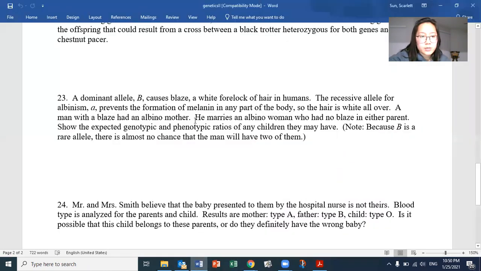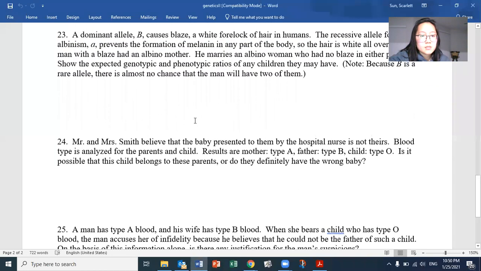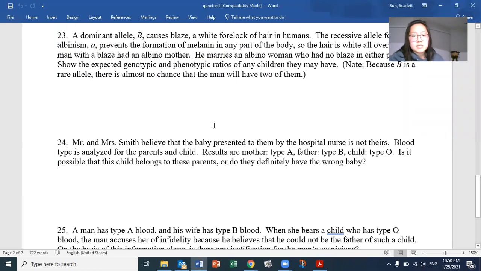And number 24. Mr. and Mrs. Smith believe that the baby presented to them by the hospital is not theirs. Blood type is analyzed for the parents and the child. So this is usually how cheating is figured out. Results are mother is type A, father is type B, and child is type O. Is it possible that the child belongs to these parents, or do they definitely have the wrong baby?